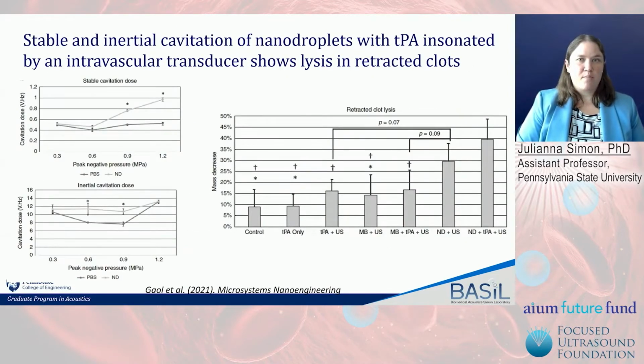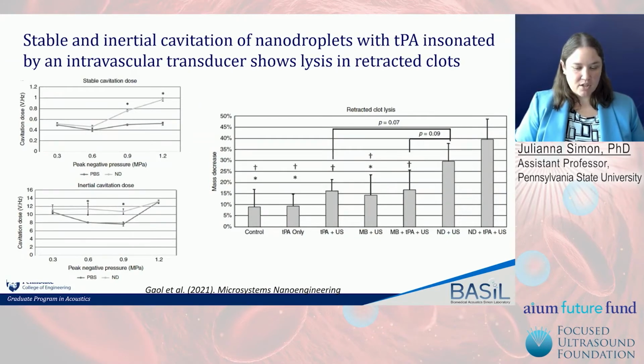Others have used nanodroplets, so these phase change contrast agents, a combination of stable and inertial cavitation, and this was by an intravascular transducer showing lysis in a retracted clot. This was out of Paul Dayton's group. Basically, retracted clots are those that are very old and fibrous, very hard to break up, and so they showed that at 0.9 megapascals, they get both stable cavitation and inertial cavitation.